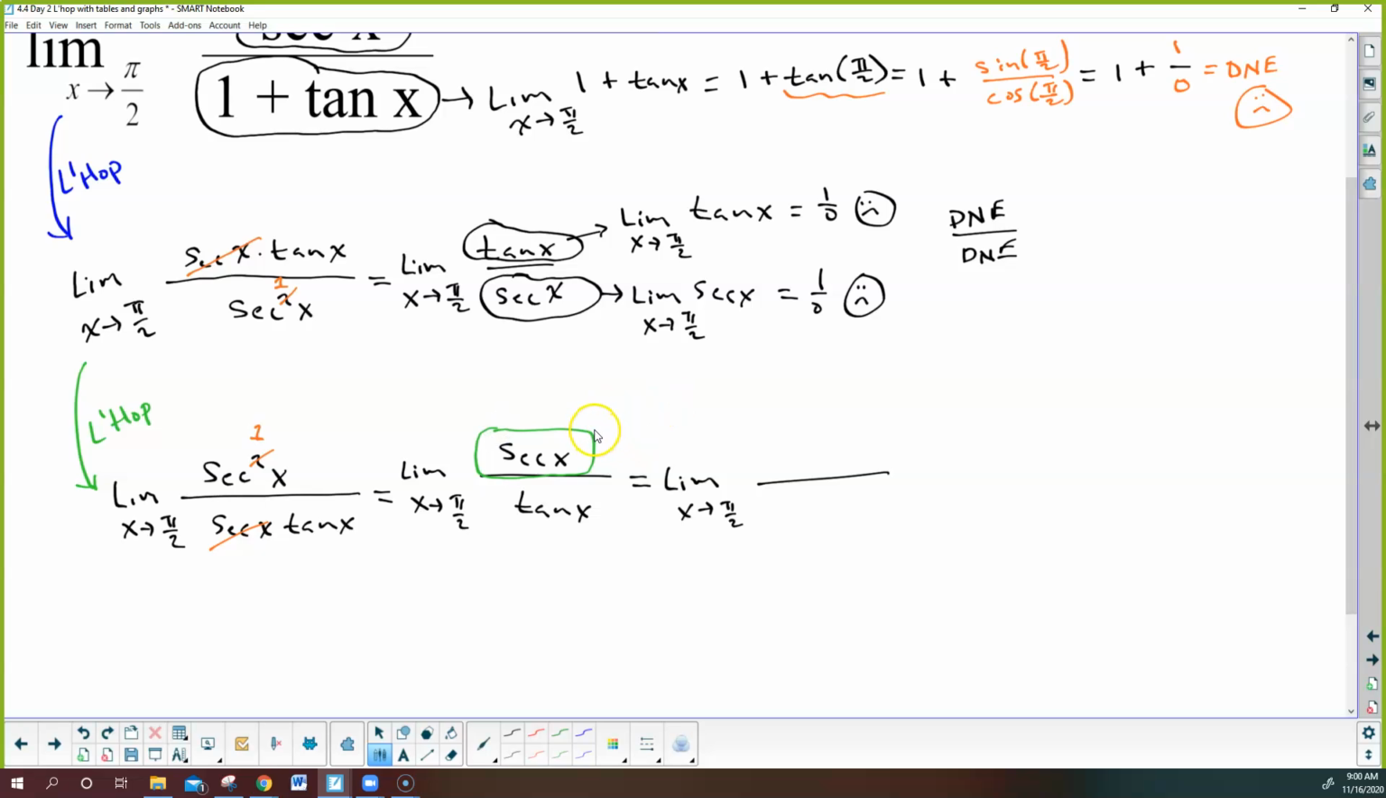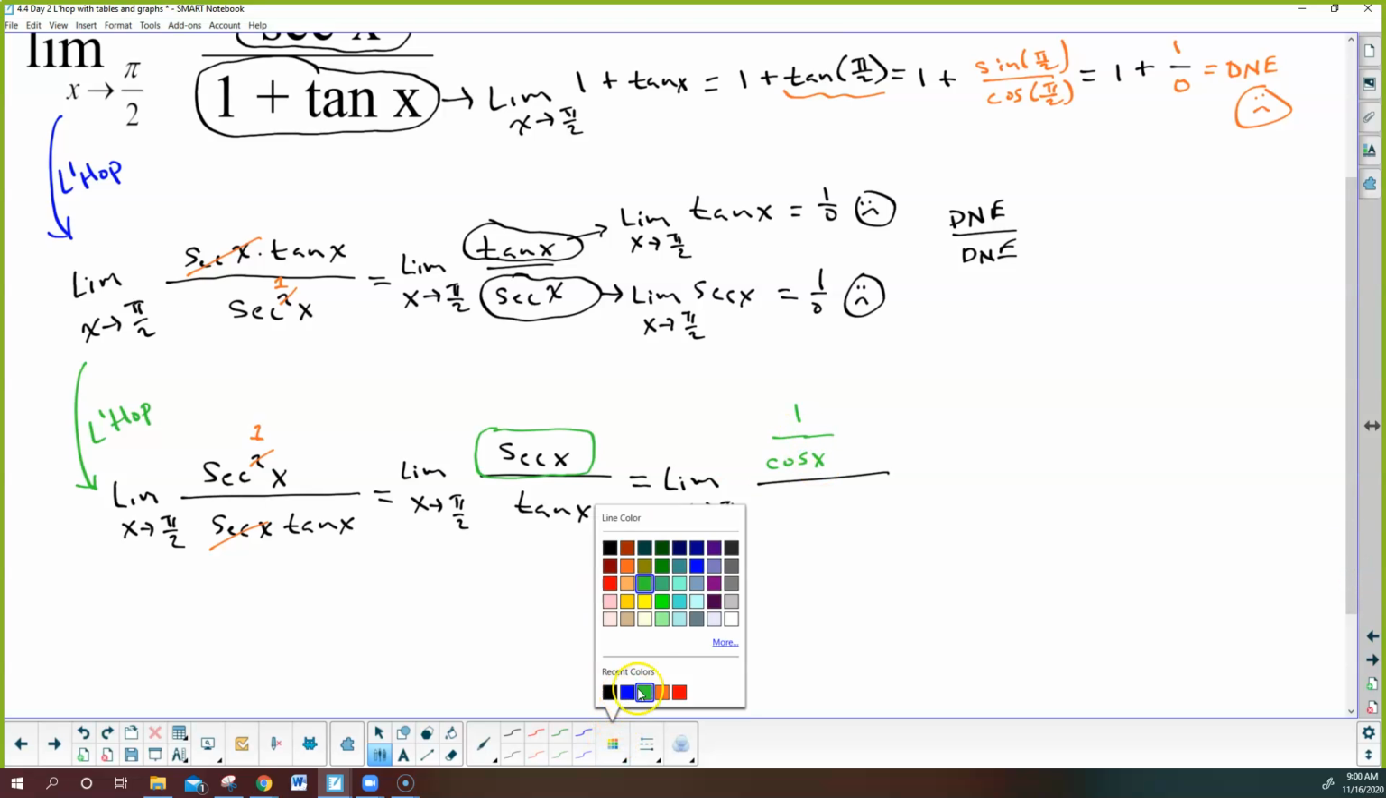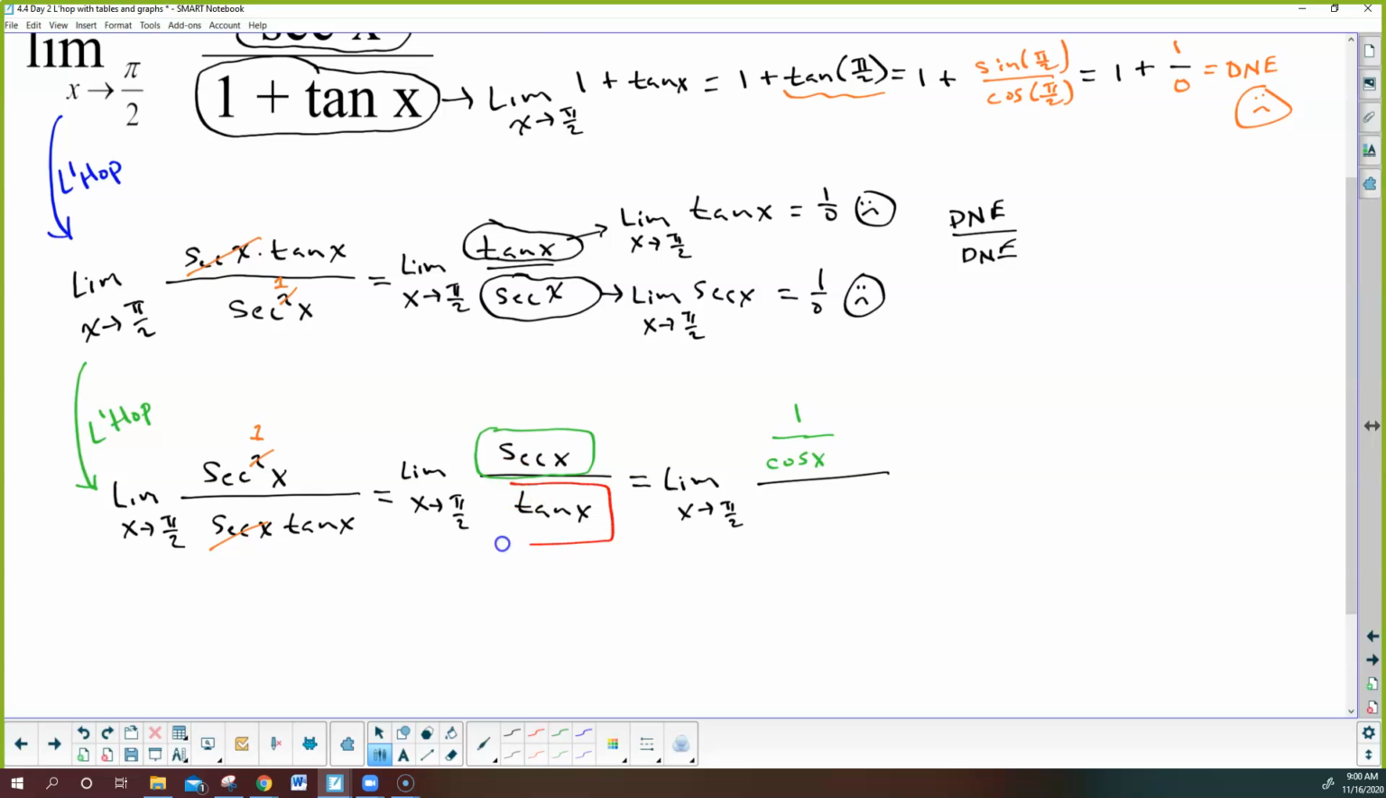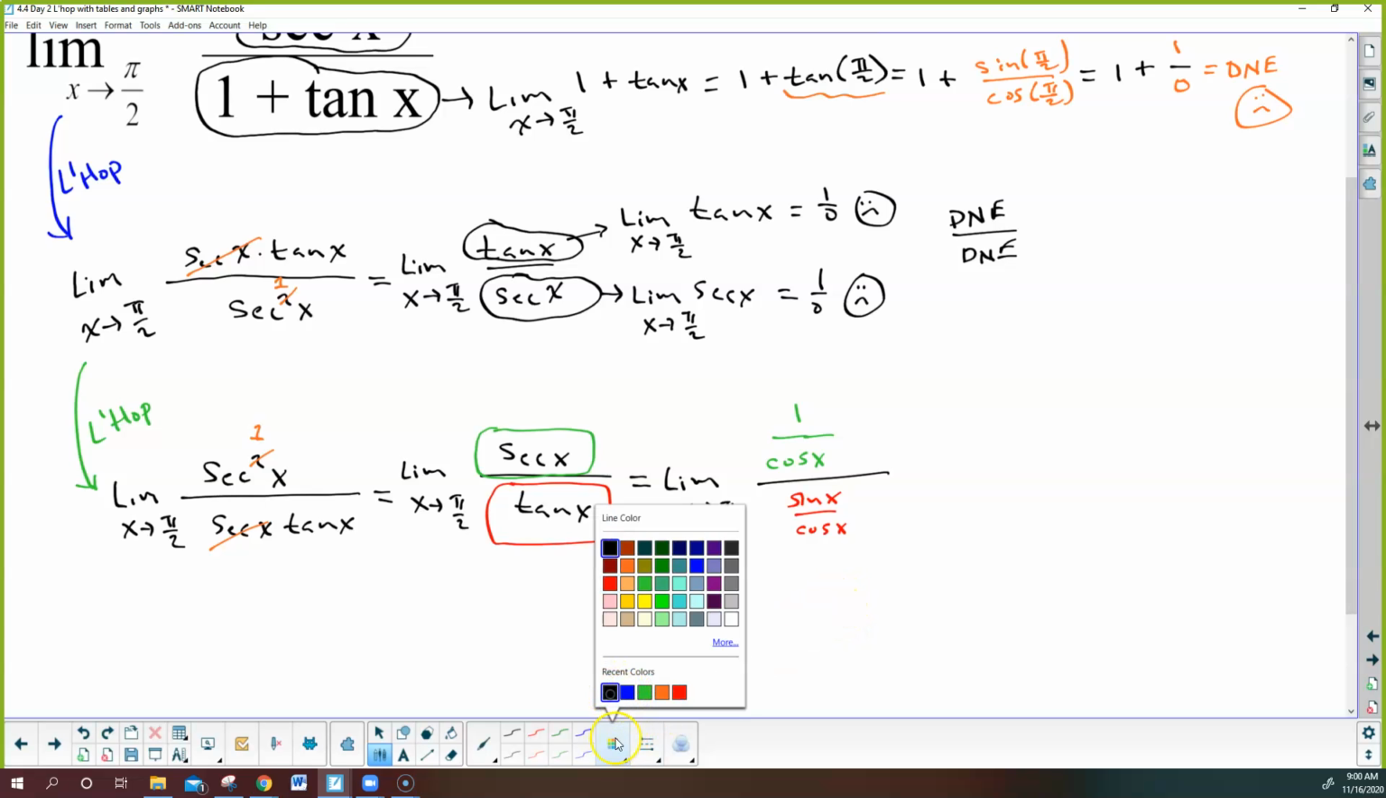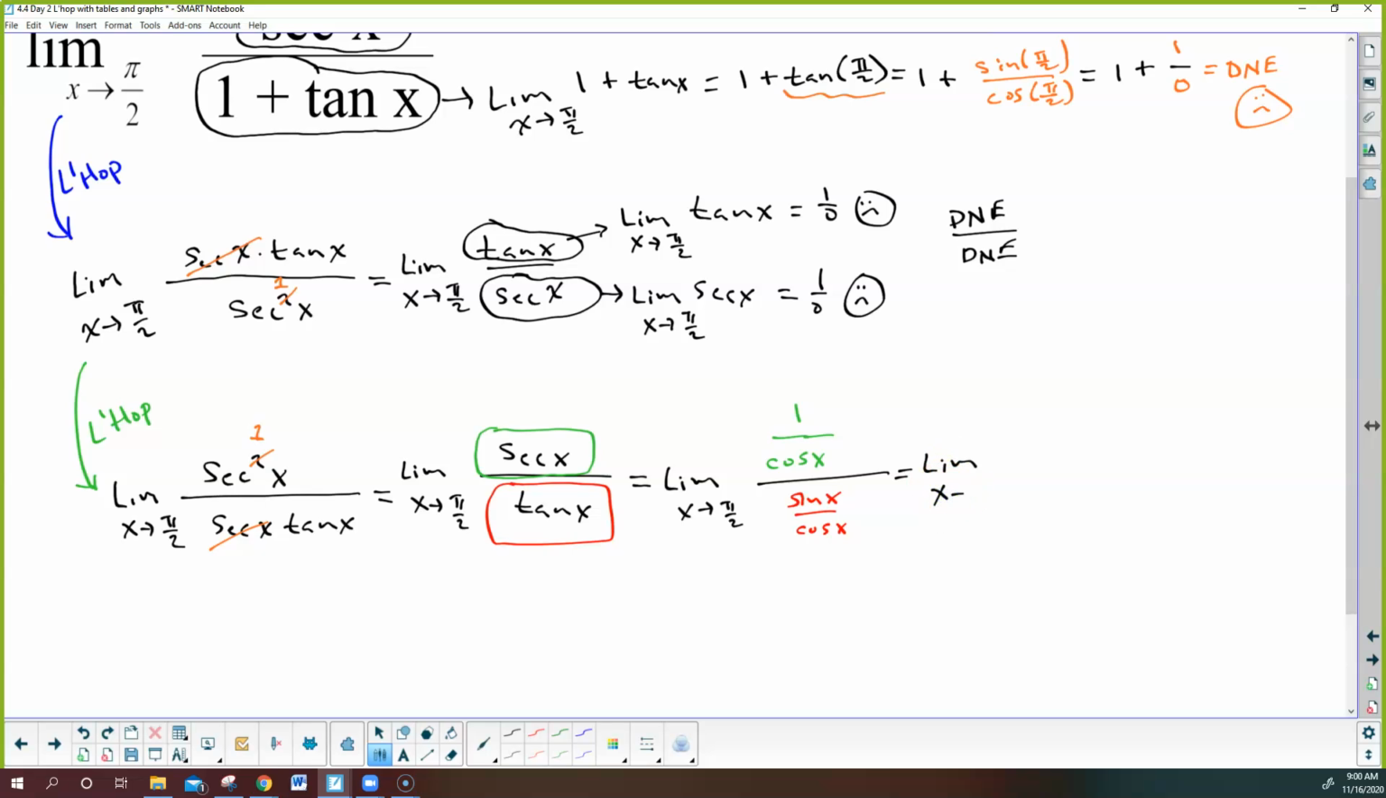I'm going to say, wait a minute, isn't secant the same as 1 over cosine? And here's a hint. You could have done this right up here. But what about tangent? Isn't tangent the same as sine over cosine? All right, so we just used basically the reciprocal properties to write this. Some people call them trig identities.